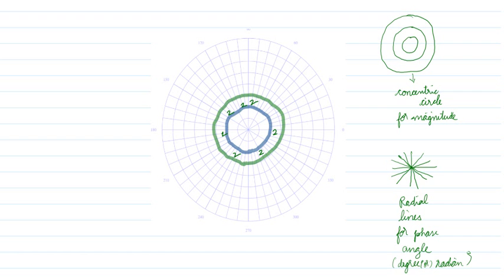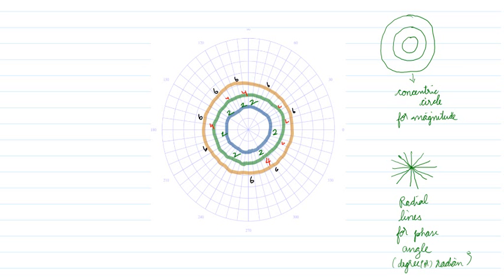Magnitude of this circle is 4. For the next circle, the magnitude would be 6. Okay, so the magnitude is represented by the concentric circles.